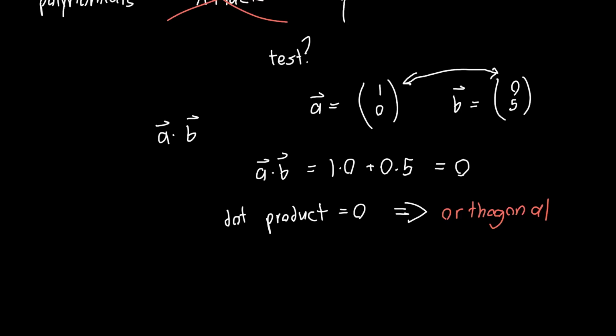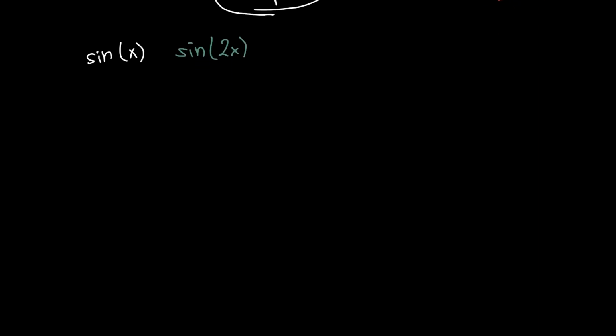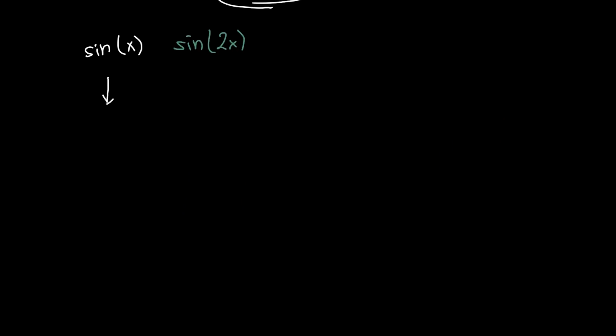And so I'd really like to figure out some sort of test like this dot product to figure out whether two functions are orthogonal. And this will also be sort of our definition of what it means for two functions to be orthogonal. So say I've got two different functions, sine of x and sine of 2x, for example. And I want to know if these two functions are orthogonal. Well, the easiest way in my mind to do this is we can use our understanding of vectors to try and define orthogonality for functions.